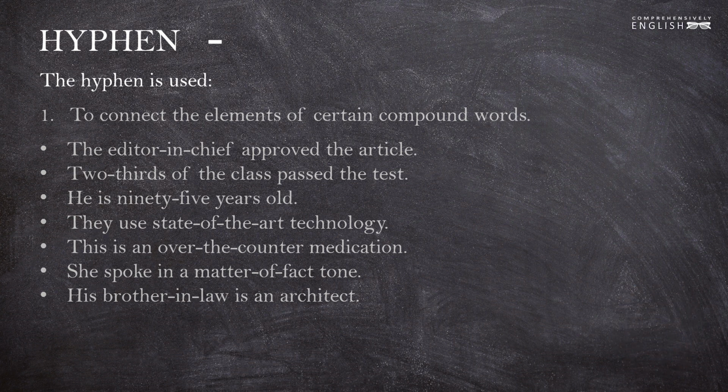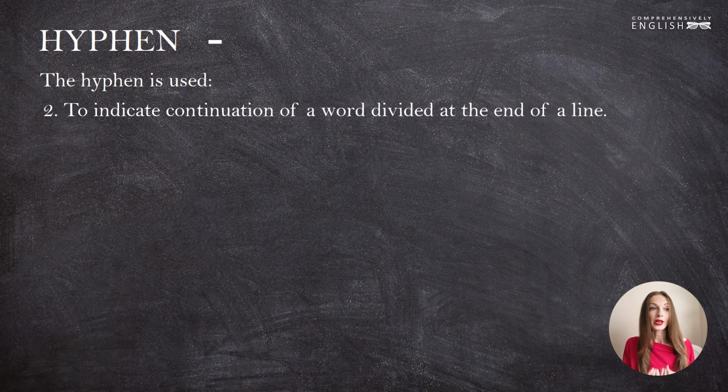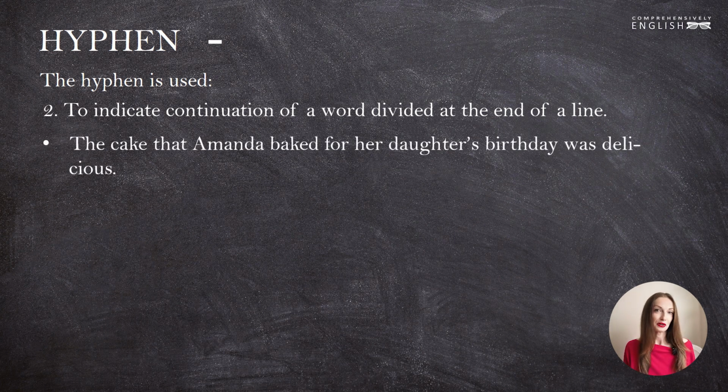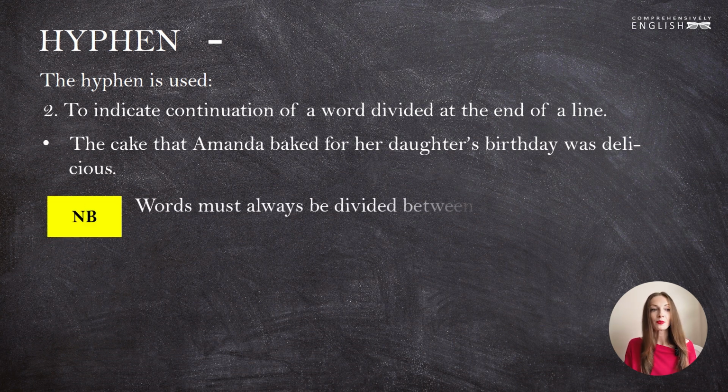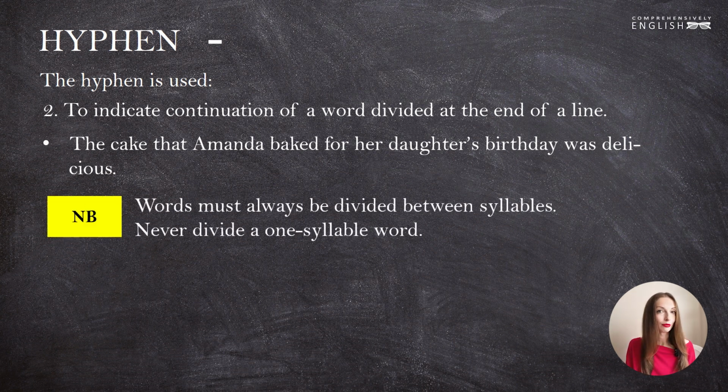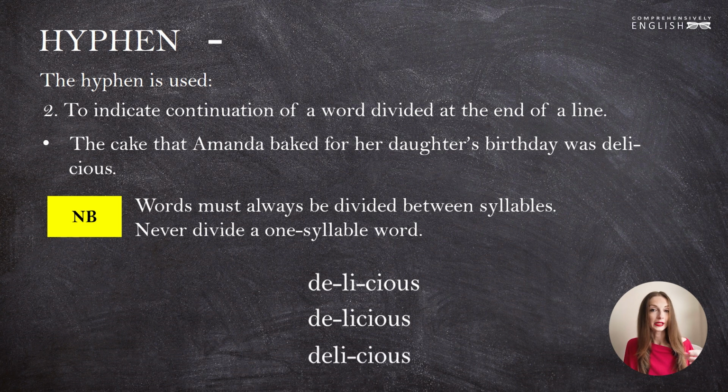the hyphen. Another application of the hyphen is to indicate continuation of a word that is divided at the end of a line. For instance, the cake that Amanda baked for her daughter's birthday was delicious. As we need to divide the word delicious into deli-cious, we use the hyphen. Please note that words must always be divided between syllables. We never divide one-syllable words. For instance, the word delicious has 3 syllables, de-li-cious. So we can divide it 2 ways. We can say deli-cious and de-licious.